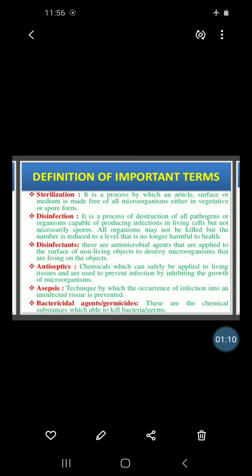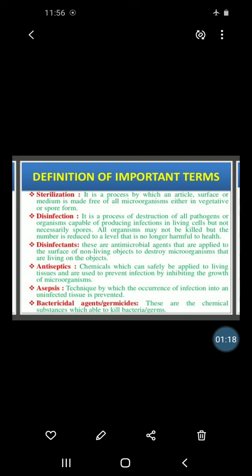We will see the different terms. First, sterilization, then second, disinfection. It is the process of destruction of all pathogens or all microorganisms capable of producing infection in living cells, but not necessarily the spores. All the organisms may not be killed, but the number is reduced to a level that is no longer harmful to health. That is disinfection.